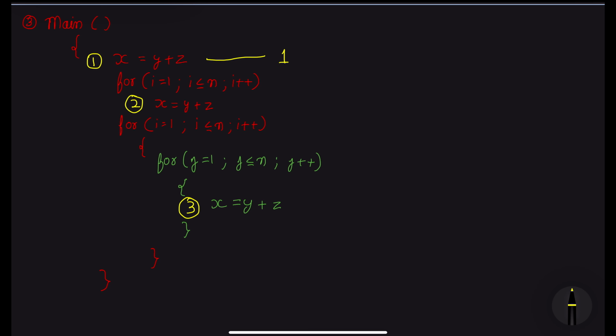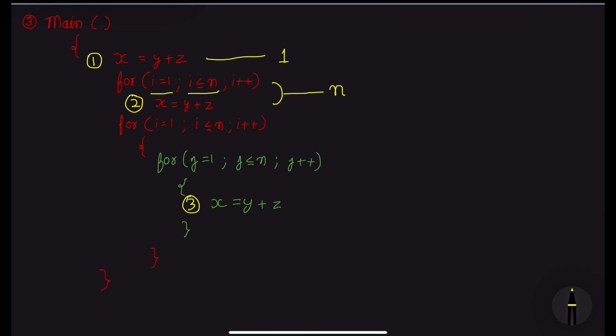For the second statement, it is inside the for loop, and this for loop is running from i equal to 1. It will run till the value of i is greater than n, incrementing it by plus 1. So this is similar to the second example. This loop will run a total of n times. So the entire second statement will run n times, from 1 to n.